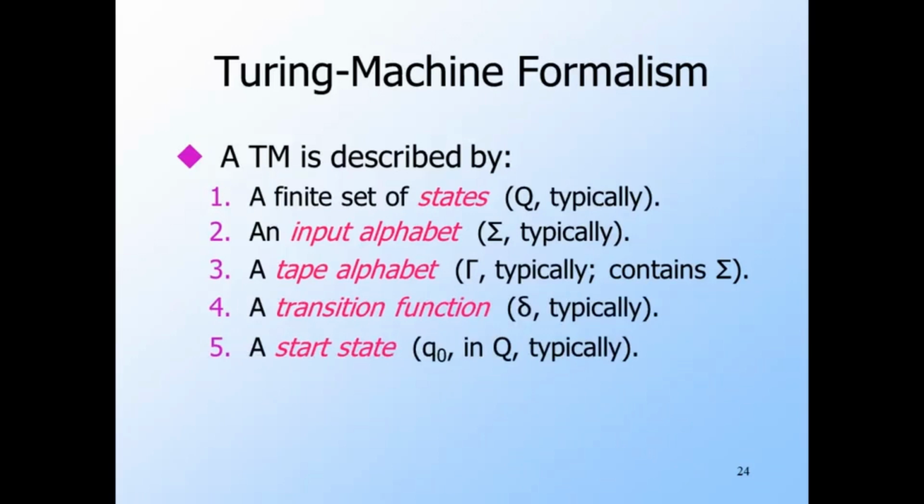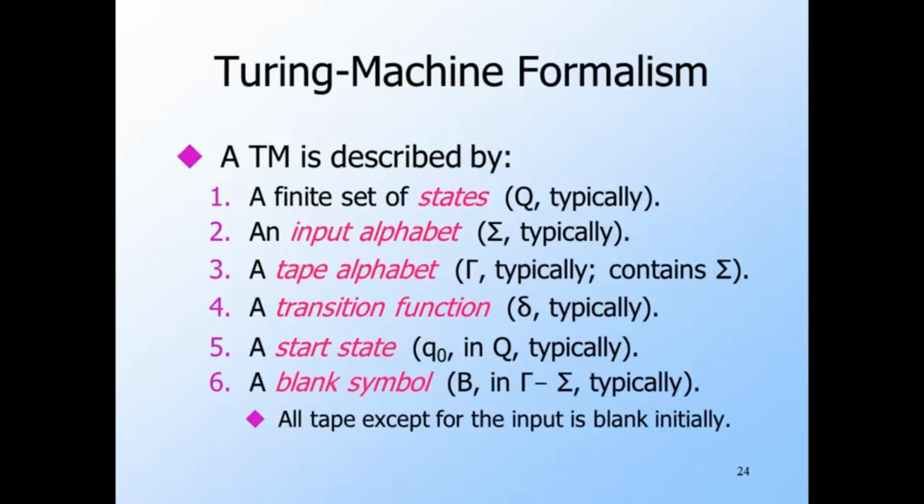There's a start state Q0, a member of the set of states Q. Again, this is as before. There's a blank symbol, which we usually represent by capital B. This symbol is in the tape alphabet, but is never an input symbol. And there's a set of final states, F as usual.